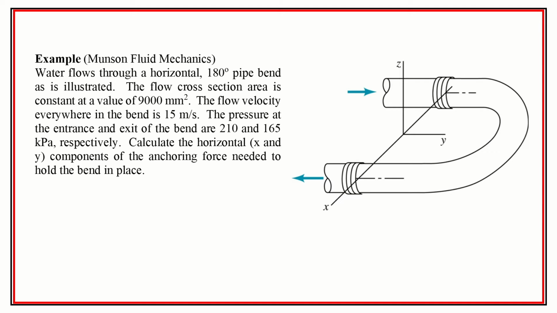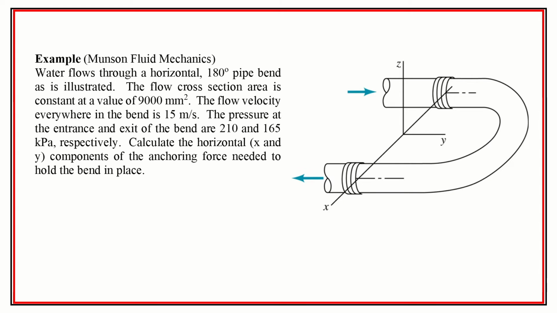Okay, so here is another example for class 13, and it also comes out of Munson's Fluid Mechanics. This is a 180 degree elbow. Water flows through it. It's a pipe bend. And the cross section area is 9,000 millimeters squared. The flow velocity everywhere is 15 meters per second, so it's the same area all the way through. And the pressure at the entrance of it, over here, is going to be 210 kilopascals.